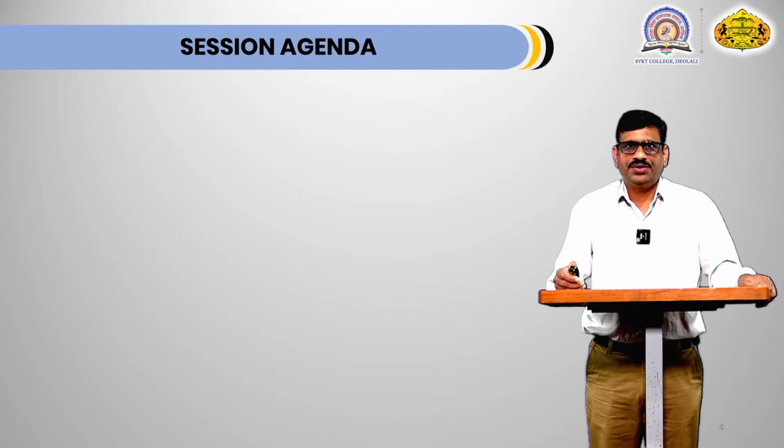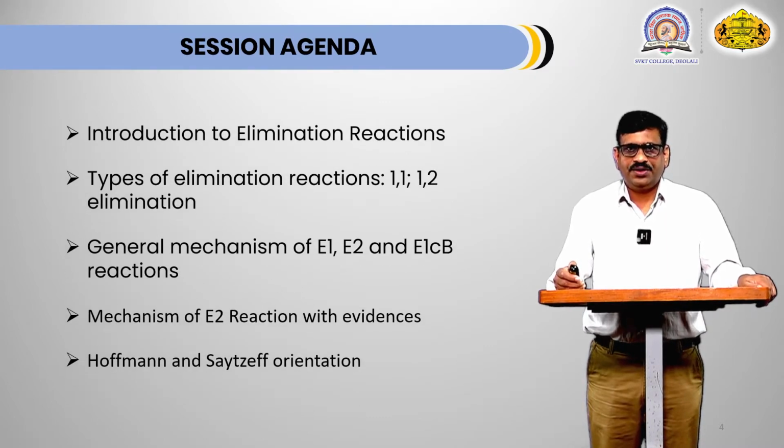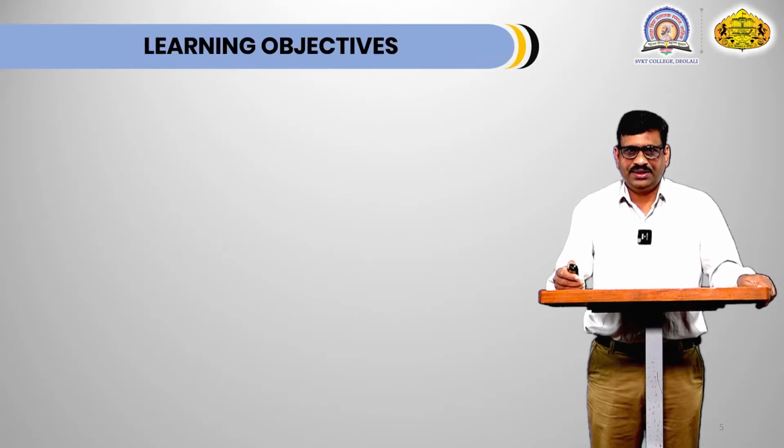Today we are going to see elimination reaction. This chapter is included in your TYBSc Chemistry syllabus of first term. Now, session agenda of this chapter. We are going to see introduction of elimination reaction, types of elimination reaction, that is 1,1 elimination, 1,2 elimination, general mechanism of E1 elimination, E2 elimination, E1 CB elimination, mechanism of E2 reaction with evidences, and finally, Hoffmann and Saytzeff elimination.